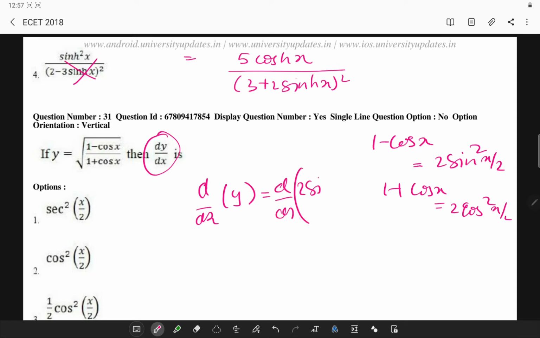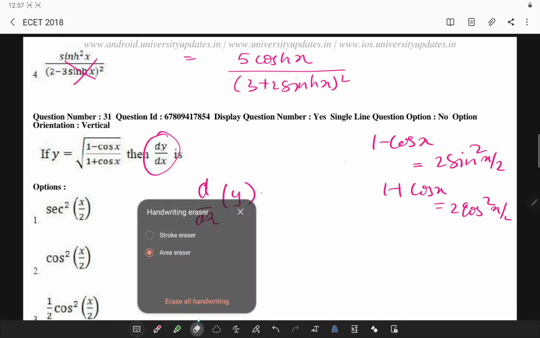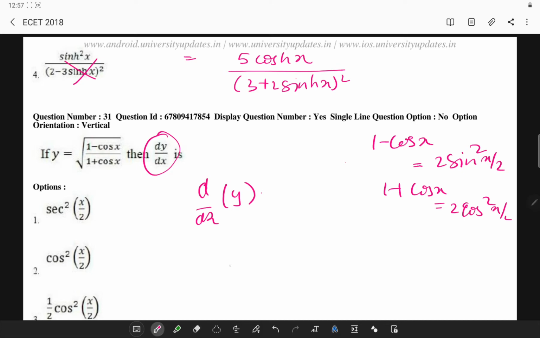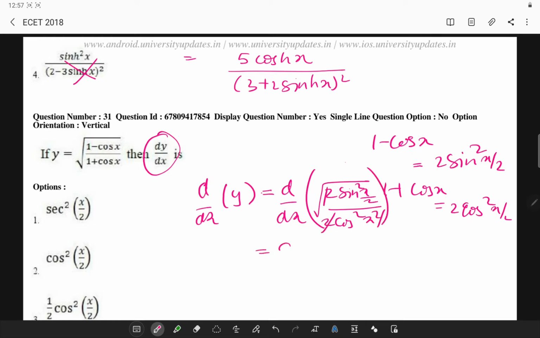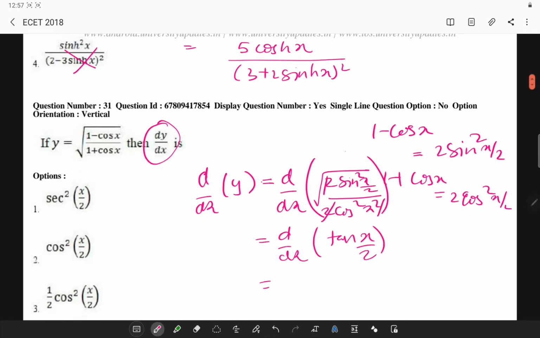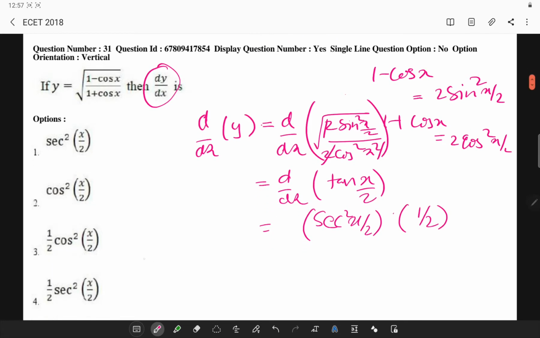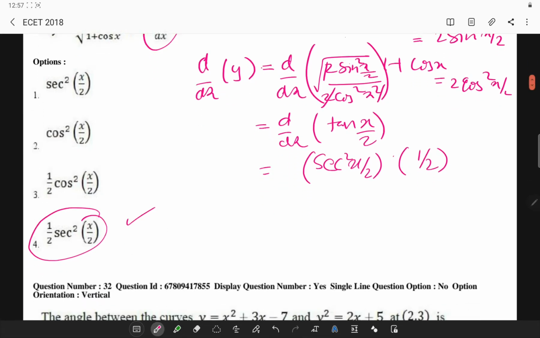so I have d by dx of square root of 2 sin square x by 2 divided by 2 cos square x by 2. So I'll be left with d by dx of tan x by 2, and this is secant square x by 2, and derivative of x by 2 is 1 by 2. So I'll be having the answer as option number 4.